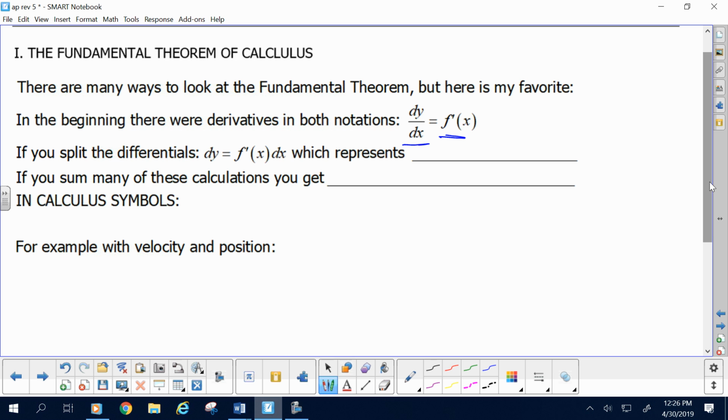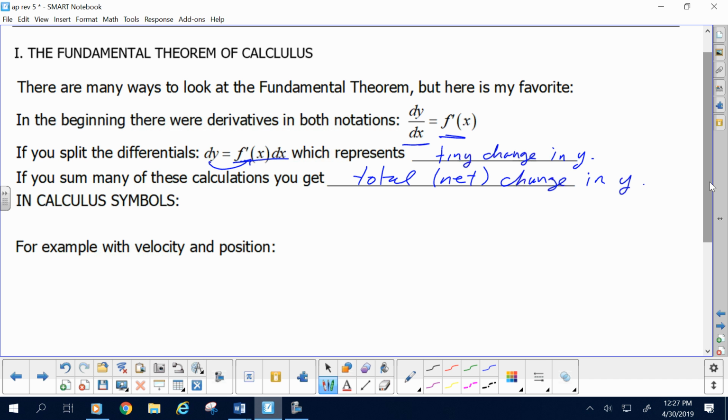All right, so if the derivatives are equal, then we could split these differentials and get dy is f prime of x dx. Now think of that as a little rate times timing calculation, but it really means not a delta y, but more of a microscopic dy. So it's a tiny change in y. Now, if you then made many of these calculations, if you summed up many little changes in y, you would get a big change in y, or a total change in y. Total, would you put net in there? Change in y.